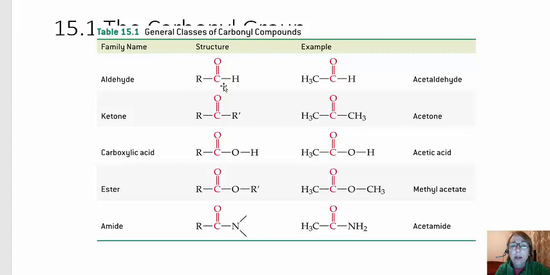We can have an aldehyde, where a hydrogen is directly bonded to that carbonyl carbon. We can have a ketone, which has 2 organic substituents bonded to that carbonyl carbon. You can have a carboxylic acid, which has a hydroxyl group bonded to that carbonyl carbon. An ester, which has an ether group bonded to the carbonyl carbon, or an amide, which has an amino group bonded to that carbonyl carbon. In chapter 15, we're going to be focusing on the aldehyde and the ketone functional groups.